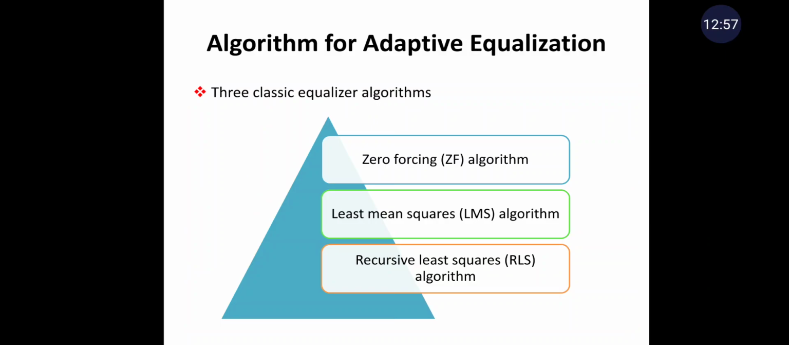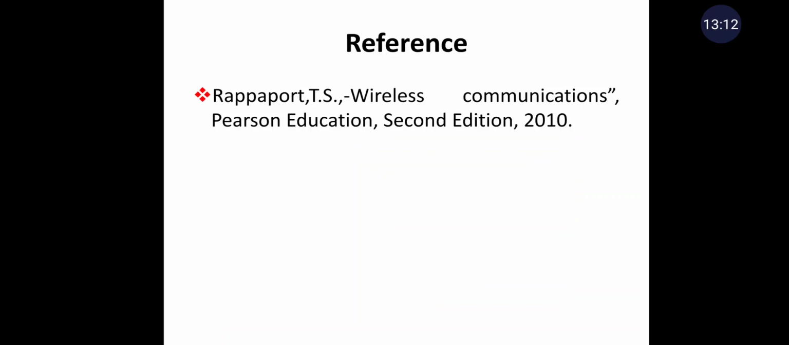There are three classic equalizer algorithms. The first one is the zero forcing algorithm. The second one is the least mean square algorithm. And the third one is the RLS algorithm. RLS is nothing but the recursive least square algorithm. So this is taken from the textbook Wireless Communications by Rappaport.